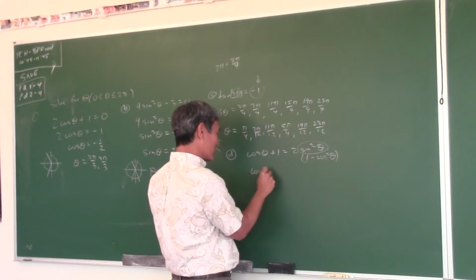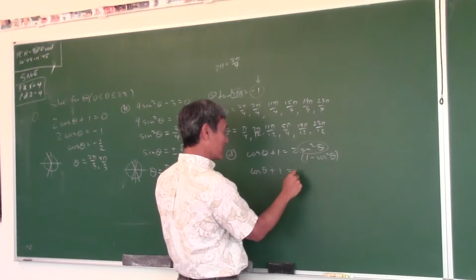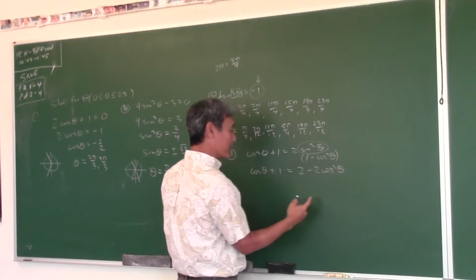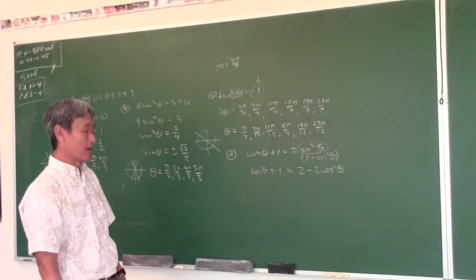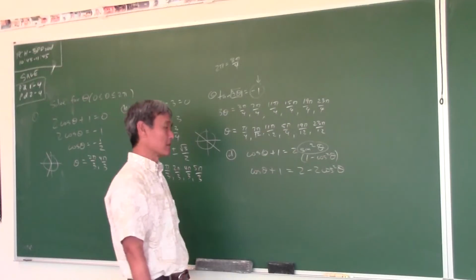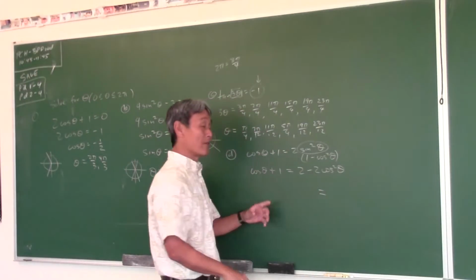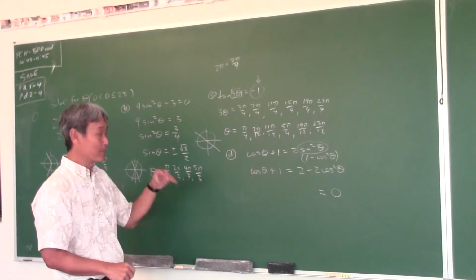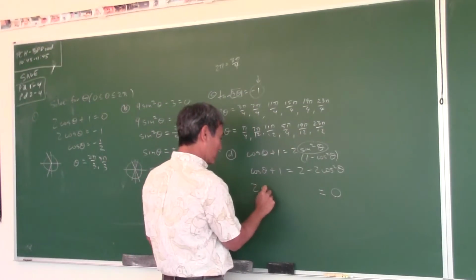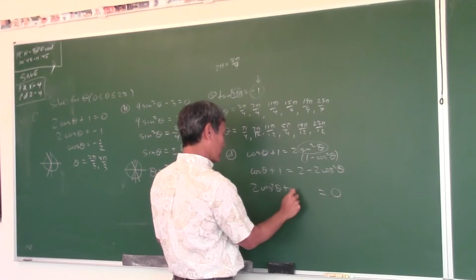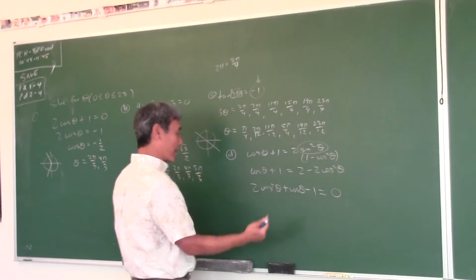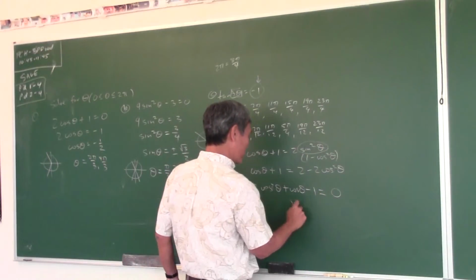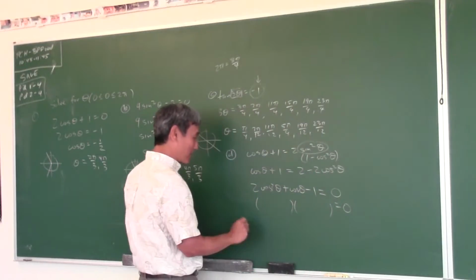Multiply out everything: cosine theta plus 1 is equal to, distribute the 2, minus 2 cosine squared theta. And this is a quadratic. Now, on your bonus quizzes, oh my goodness, I saw all kinds of atrocities. When you have a quadratic equation, you need to make one side 0. It can't be anything else except 0. 2 cosine squared theta plus cosine theta minus 1. Bring everything to the left side of the equation so the first term is positive. And then you should be able to factor it, because otherwise you can't do the problem.